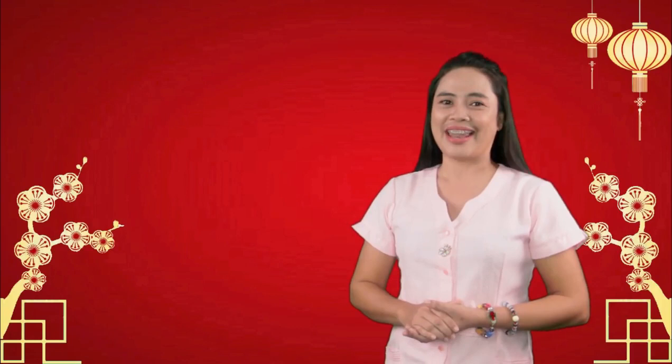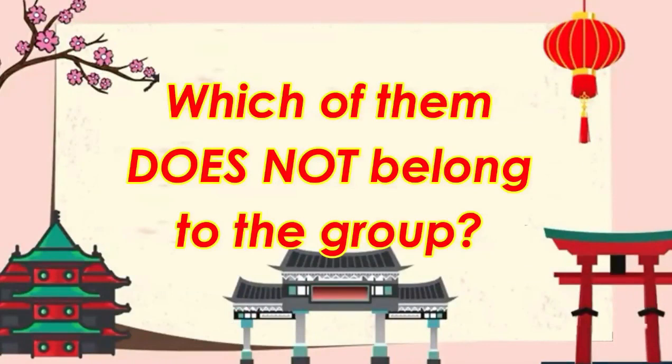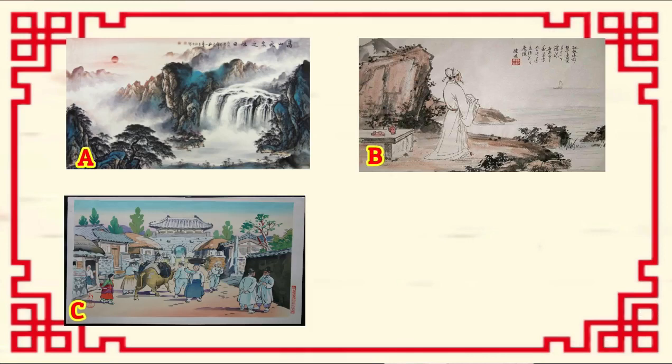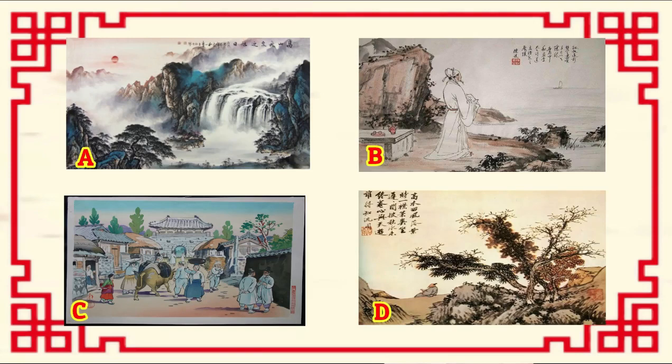Let's have the first question. Suppose that you are an artist organizing an art exhibit showcasing the paintings of China. Based on the characteristics of these paintings, which of them does not belong to the group? Letter A, letter B, letter C, and letter D. Your time starts now.